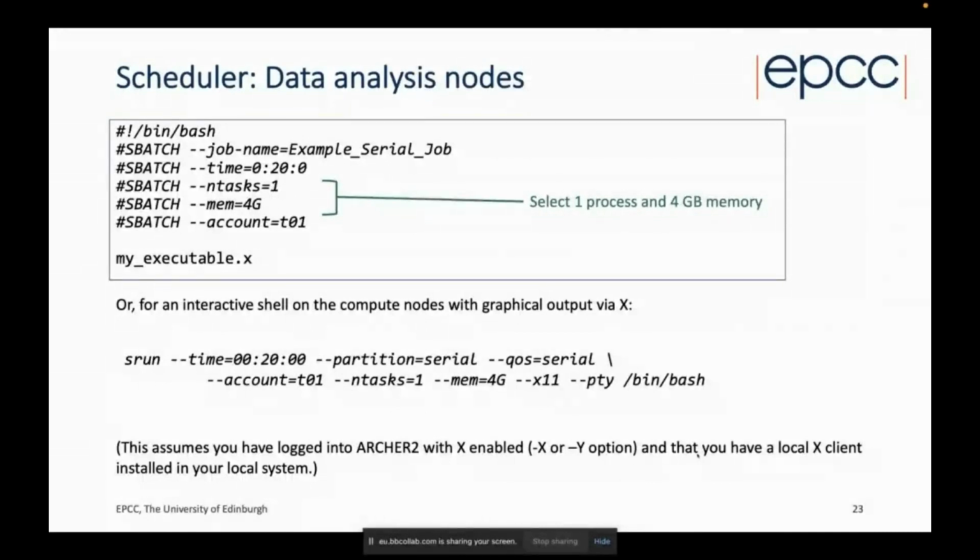So an example job submission script, this asks for a single process and 4 gig of memory. You can see it says ntasks equals 1 and mem equals 4 gig, and you can run your serial executable. If you want an interactive shell where you can actually type the commands on the data analysis node rather than putting everything in a batch script, you can use this sort of srun command. This one's got the extra --x11 option to allow you to export the display back if you want to do some graphical work as well. But that, of course, assumes you've logged into ARCHER2 with X enabled using either the -X or the -Y option, and you've got a local X client installed on your system that you're viewing the data on.